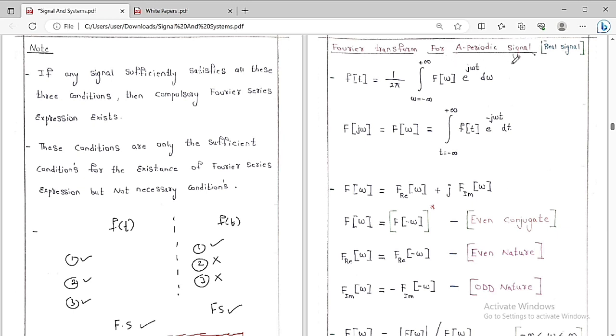So listen carefully. Here, suppose f of t is equal to 1 by 2 pi integration over omega from minus infinity to plus infinity of F of omega e to the power of j omega t d omega, and F of j omega or F of omega is equal to integration over t from minus infinity to plus infinity of f of t e to the power of minus j omega t dt. So this formula you have to remember.